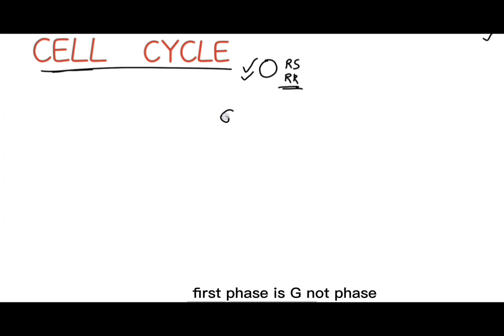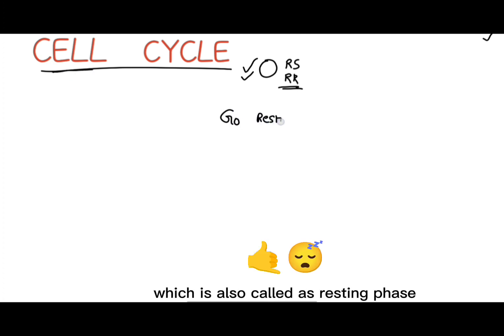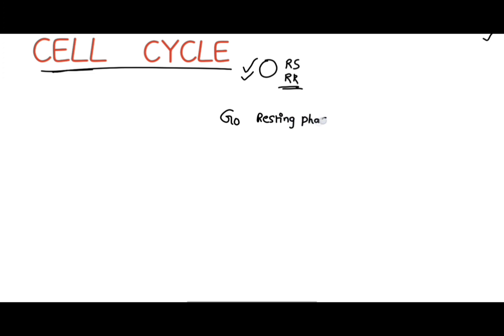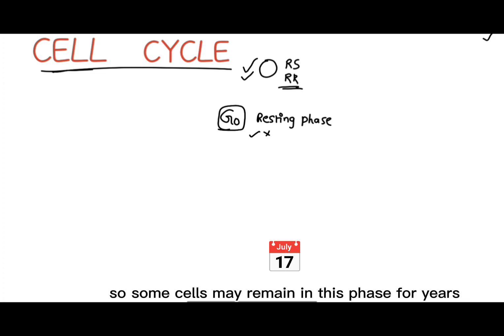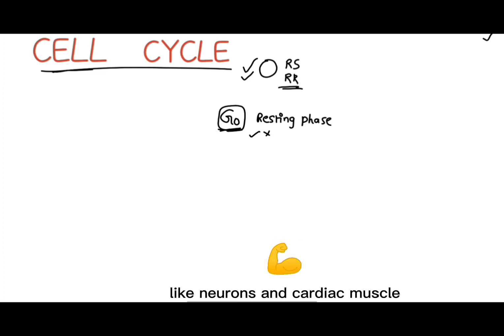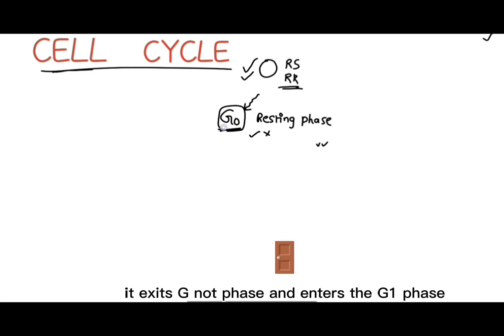So first phase is G0 phase, which is also called the resting phase. In this phase, the cell is metabolically active but not actively dividing. Some cells may remain in this phase for years, like neurons and cardiac muscle. So once the cell receives an appropriate growth signal, it exits G0 phase and enters the G1 phase.